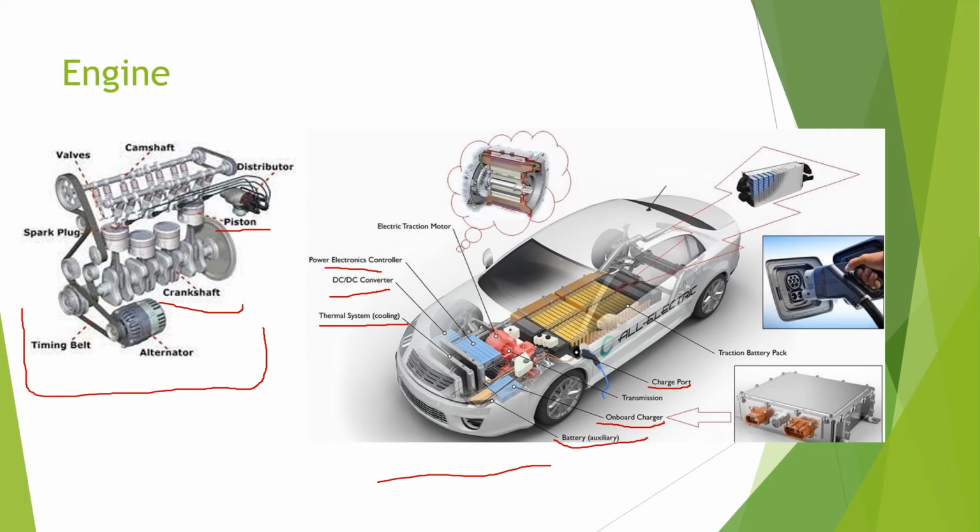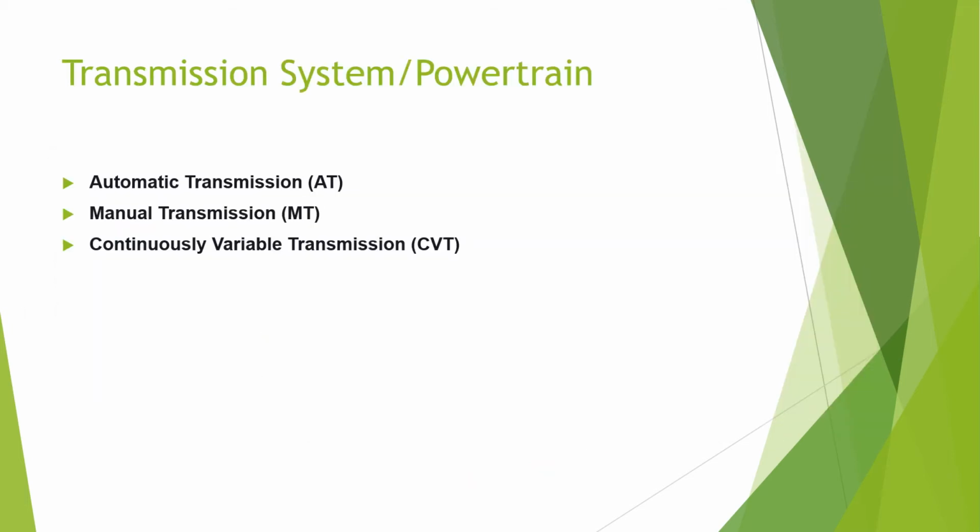So moving on from the engine to the transmission system or powertrain. So what is a powertrain? In a motor vehicle, the powertrain consists of the source of propulsion, which can be an engine or the electric motor, and the drivetrain system, which transfers the energy into forward movement of the vehicle. So basically it consists of two parts: the source of the power, for example the engine, and the component that converts that power into movement.